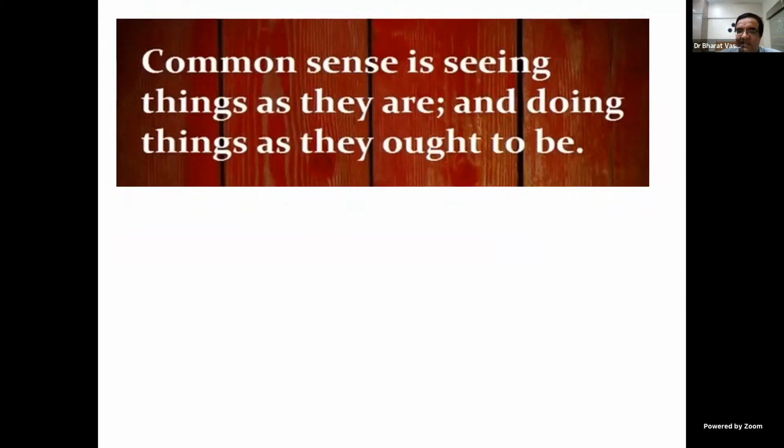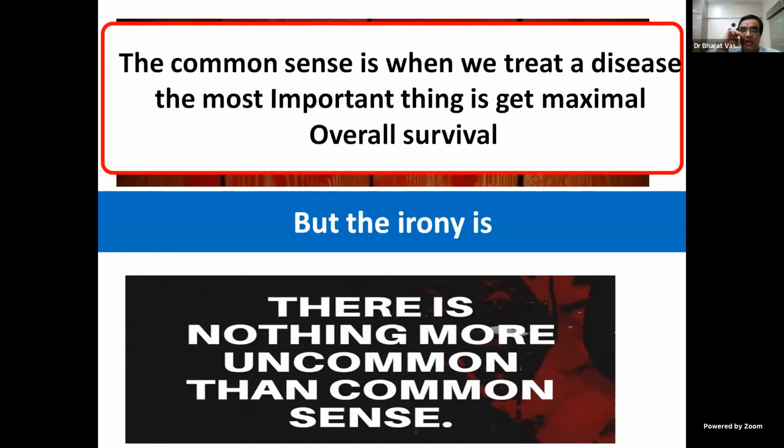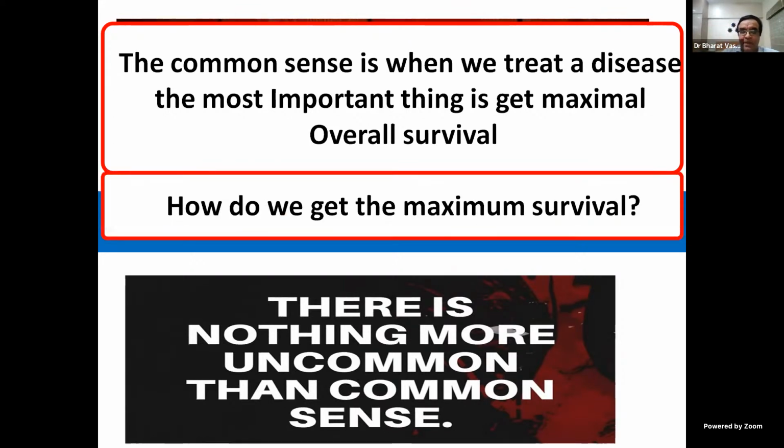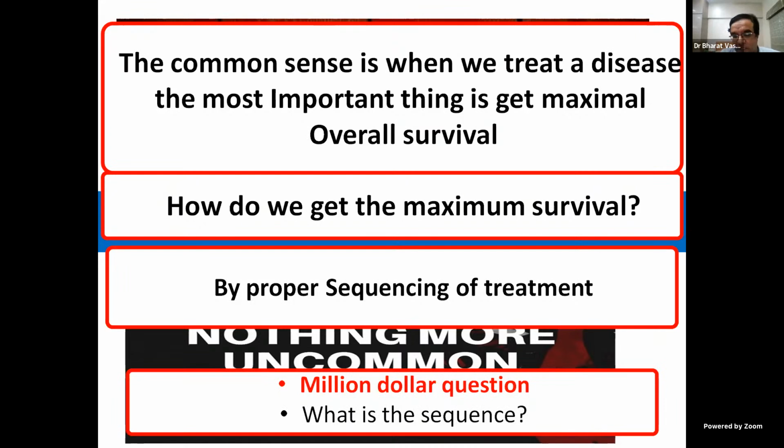Now, what is common sense? Common sense is seeing things as they are and doing things as they ought to be. But the irony is there is nothing more uncommon than common sense. And common sense says this: when we treat a disease, the most important thing is to get a combination which gives you the maximum overall survival. That is the most important point. So here comes my question: how do you get this maximum survival? You use all your effective drugs in a proper combination. We see this in head and neck cancer with cetuximab and immunotherapy. And the $1 million question is, what is the sequence?